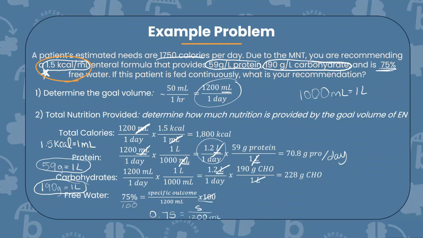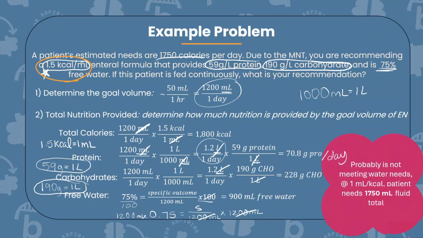And if you'd like to make that liters, you absolutely can. So to solve for my variable S, I need to multiply both sides by 1,200 milliliters to get it to cancel out on the right side. And we come up with our answer. We should get 900 milliliters as the amount of free water that we are administering. Now, keep in mind, 900 milliliters of free water is probably not meeting this patient's needs.